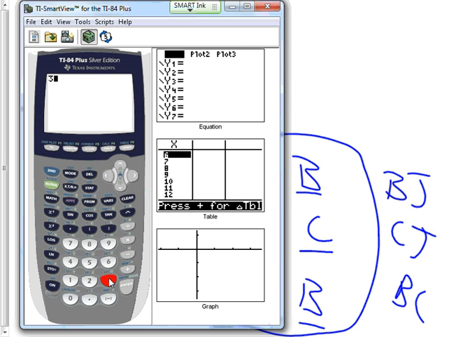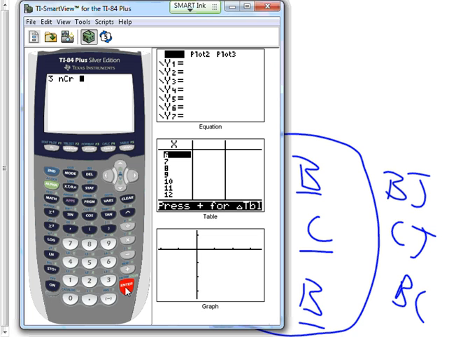We didn't care if we rearranged them. So if the order does not matter, it's a C question. Hit math. Go over to probability, and then arrow down to the C, or you can just hit a 3. See how it brings up that nCr thing? All right, that sends its combinations question.